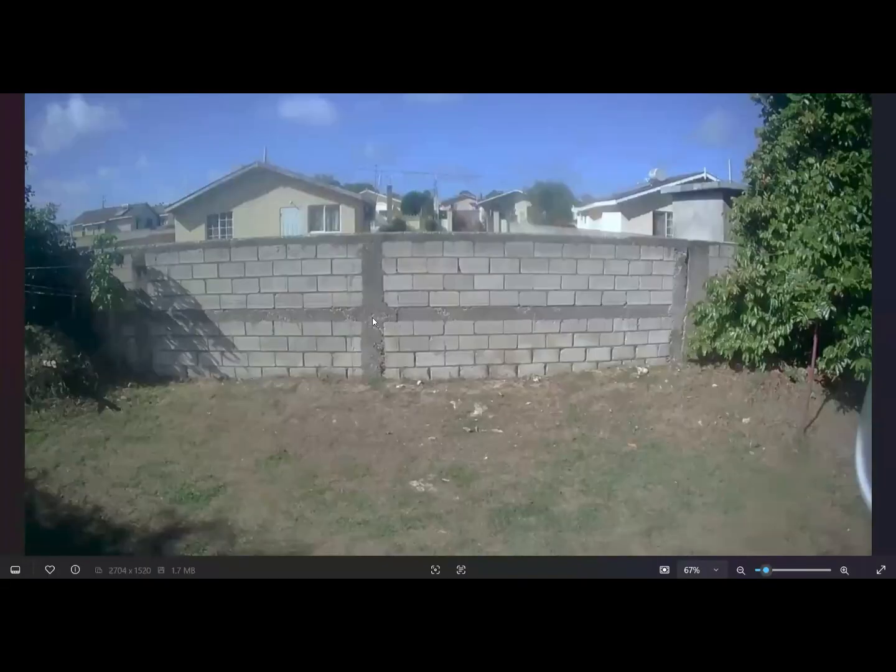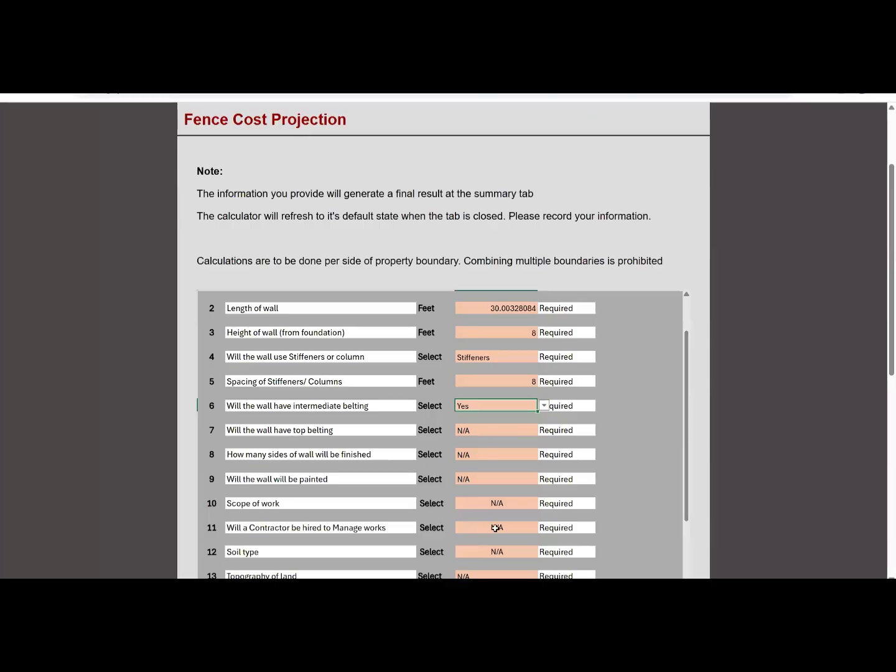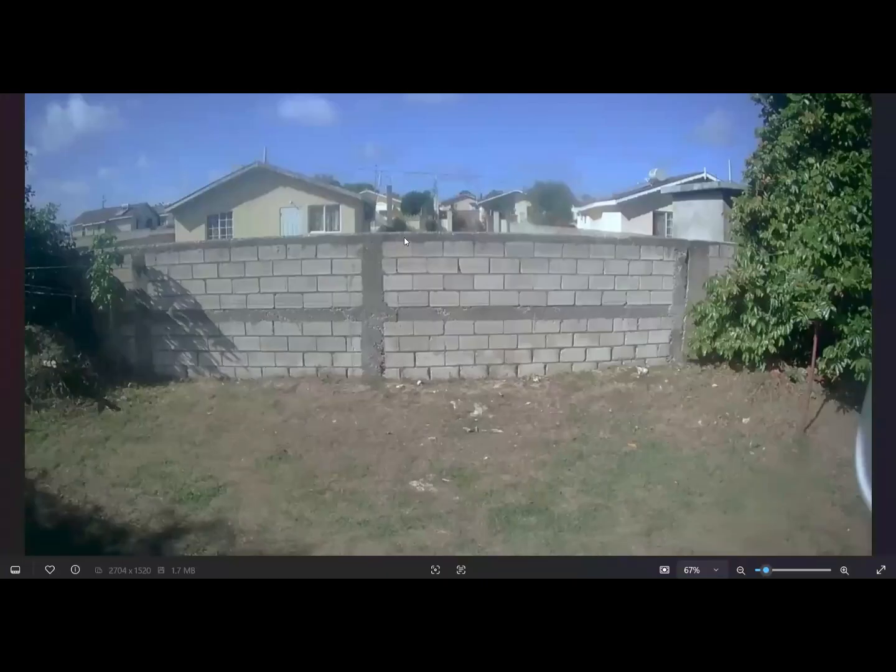Number 6 is asking, will the wall have intermediate built-in? This picture is the ideal representation of this. So in this, we have something that looks like a small built-in or a cap, but there's an intermediate built-in, so there's something that's midway between the foundation and the top. Number 7 is asking about the top built-in. I can go back to the picture again. Let us say we are going to have a built-in on top of that. So let us say that's yes again.